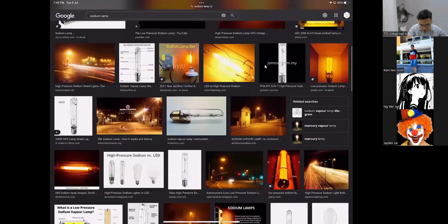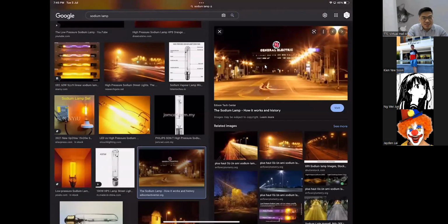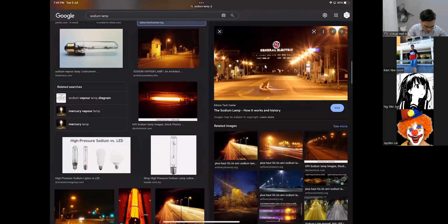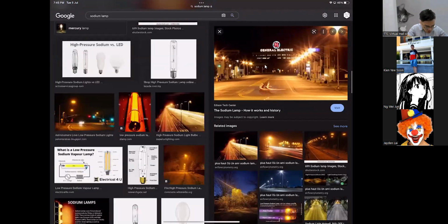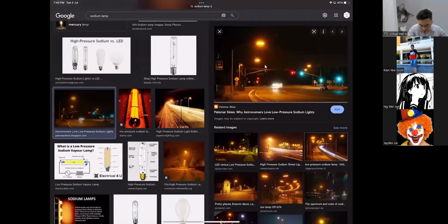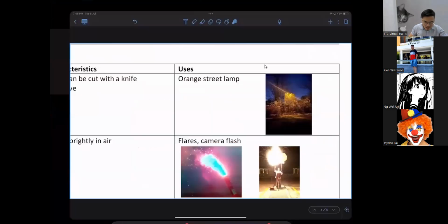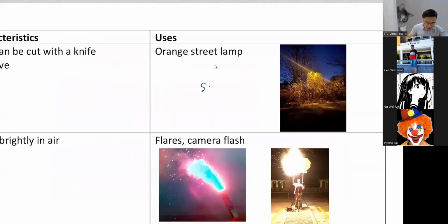Street lights used to look like this. Have you guys seen this before? This is a really old street light already. So in the 90s, the street would look like this. In the street, the lights would look like this. This is your sodium lamp.